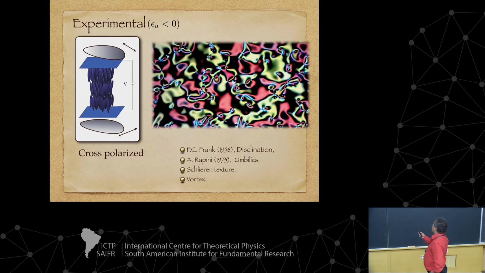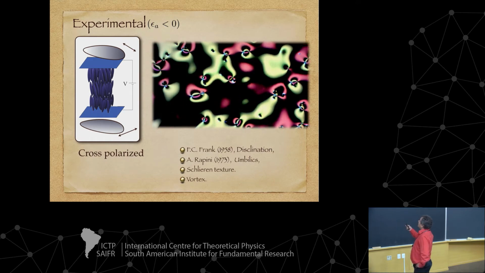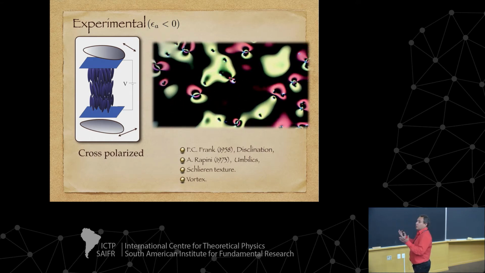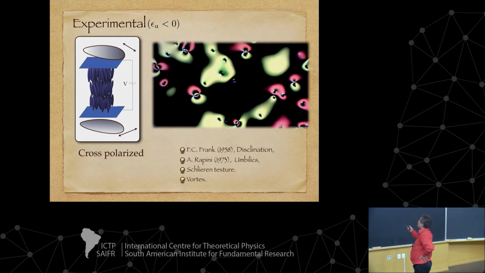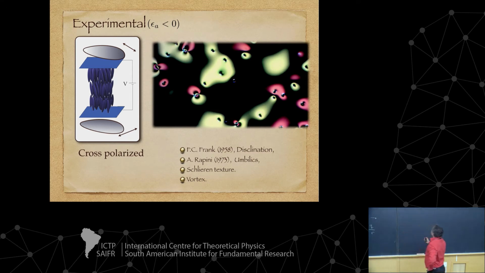For instance, Frank, the first theoretician to work carefully on that, called this disclination. But the bad thing is that disclination means loss of order. The people of condensed matter used this name, and they induced confusion in the community about whether it is a disclination or not. So in the end, the name was given by this Italian, Rapini. He called it umbilical defect, because it is a three-dimensional object like a string in a very small slide. So you have a small string. This is the most popular name in the liquid crystal community.